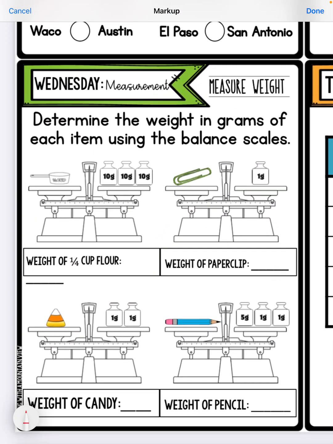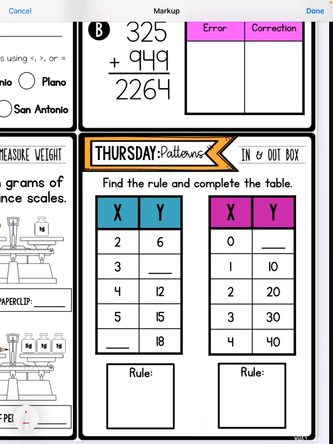These are scales, which means if they are level, meaning at the same level, they are equal in weight. So a 4th cup of flour is equivalent or equal to however much these weights weigh. So I can decide that a 4th cup of flour equals 10, 20, 30 grams. So you should be able to do that for the rest of the balance scales.